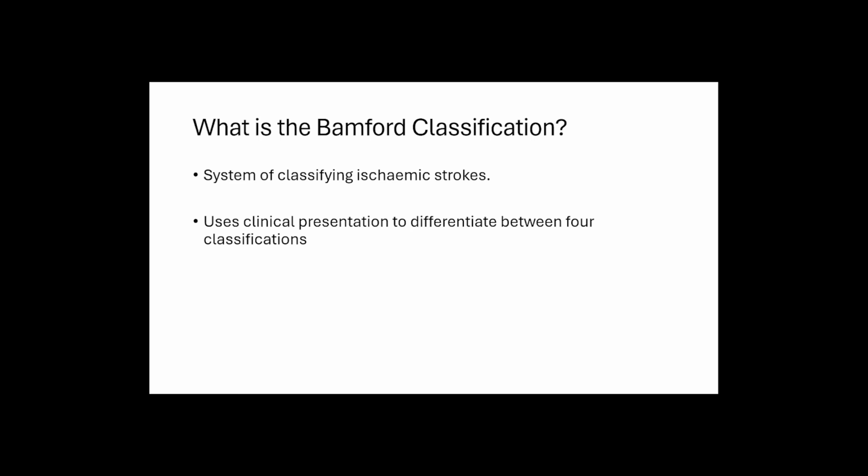So just a brief overview, what is the Bamford classification? It is a system of classifying ischemic strokes, or strokes where there's been an actual blockage of the blood flow to the brain, and it uses the clinical presentation to differentiate between different classifications as opposed to using imaging. It was created in 1991 by Bamford et al. using the Oxfordshire Community Stroke Project, a community-based study of patients' first ever stroke.